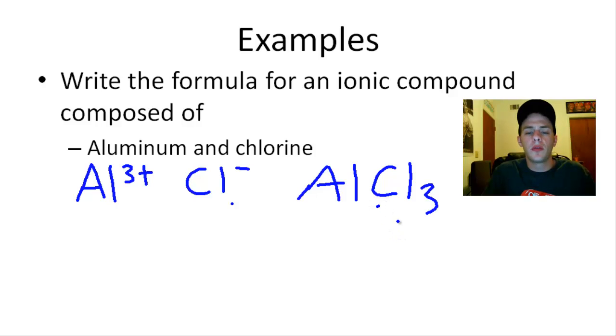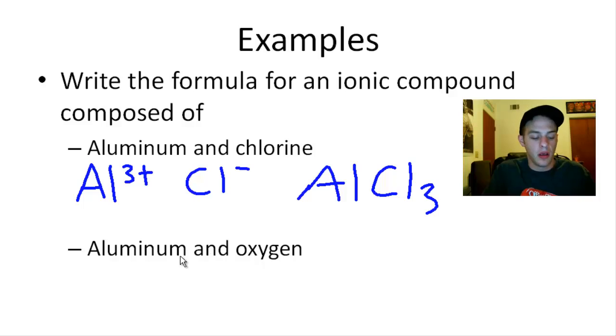So let's go on to another example. In this next example, we're going to find out what the formula is for an ionic compound composed of aluminum and oxygen. So remember, our aluminum ion, that's the Al3+, doesn't change. What about the oxygen? What kind of ion does the oxygen form?